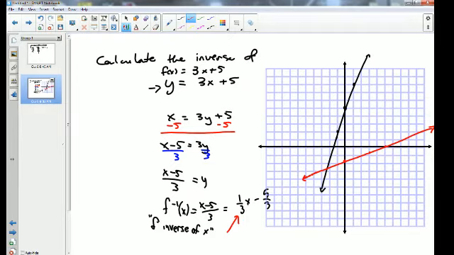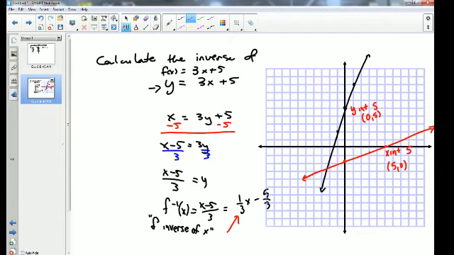What is the x-intercept of the red line? 1, 2, 3, 5. Yeah, the x-intercept is 5. What's the y-intercept of the black? 5. That's because this point is 0, 5, and this point is 5, 0. Hey, look at that. Switch the x's and the y's.